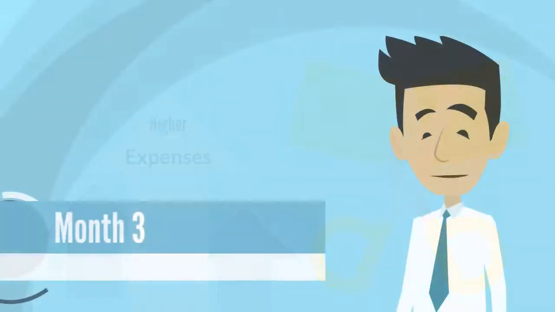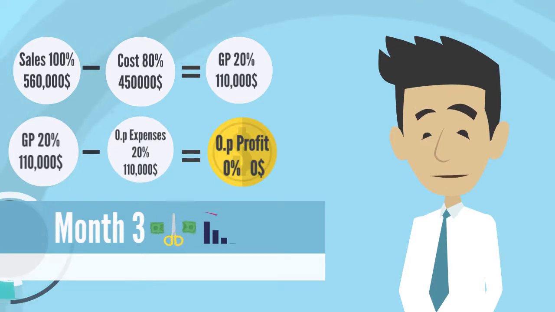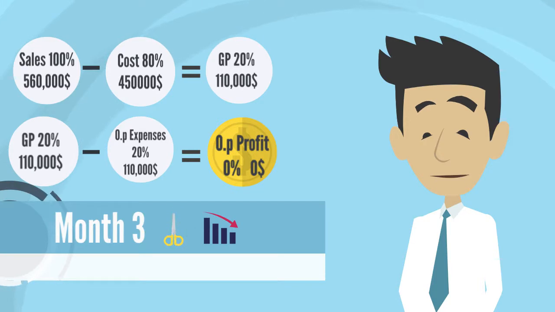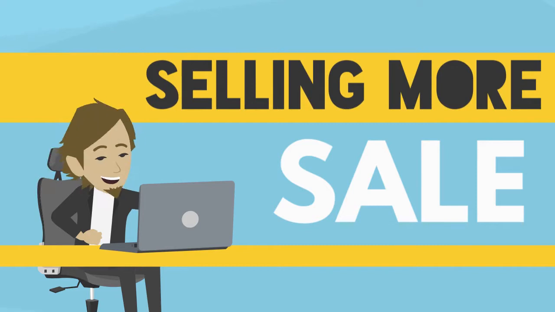Let's look at the next month. This time prices have been cut. That means lower total sales. Cost is the same, so lower prices reduce gross profit by about 5%. If operating expenses stay constant, the company doesn't make any money. It's critical to set the right price and manage expenses. Remember, you can't succeed just by selling more.